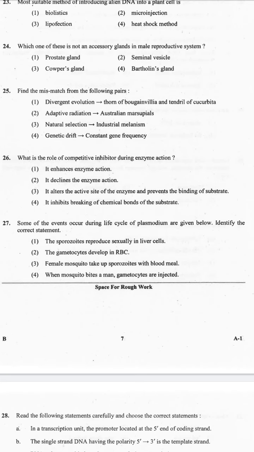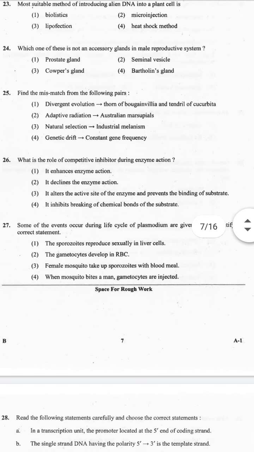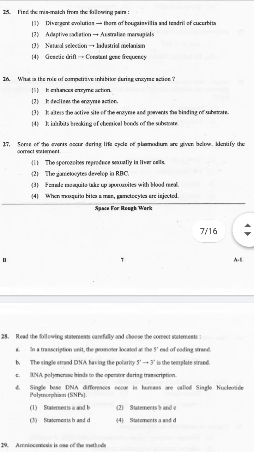Let's see the explanation. In competitive inhibition, a molecule similar to the substrate competes with the substrate for the active site. Such molecules are known as inhibitors. Understood? Now let's go to question number 27.